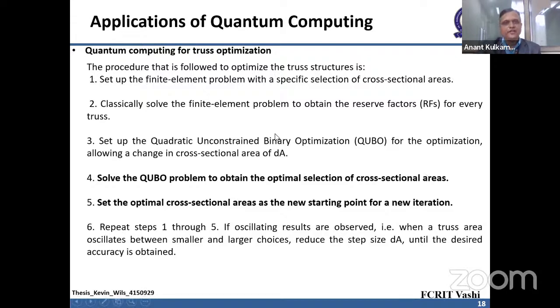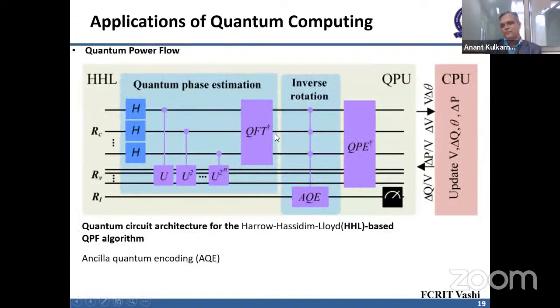Let us move from civil engineering to electrical engineering. Now one may ask, what is the role of quantum computing in electrical engineering? All of us know that the electrical power system has three components: generation, transmission, and distribution. Forget about generation and distribution. Let us talk about the transmission.